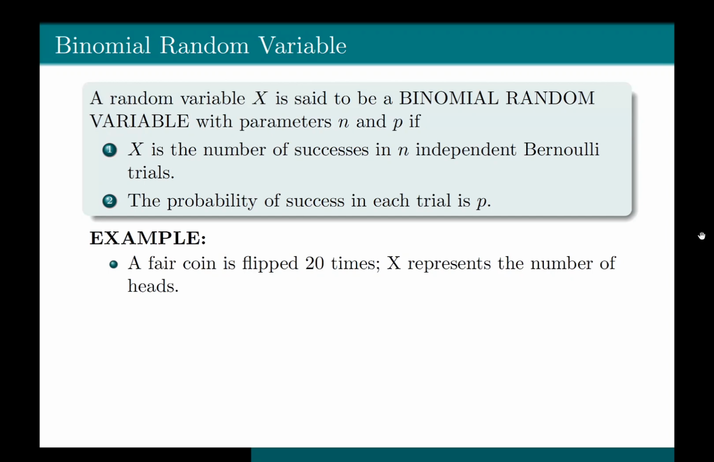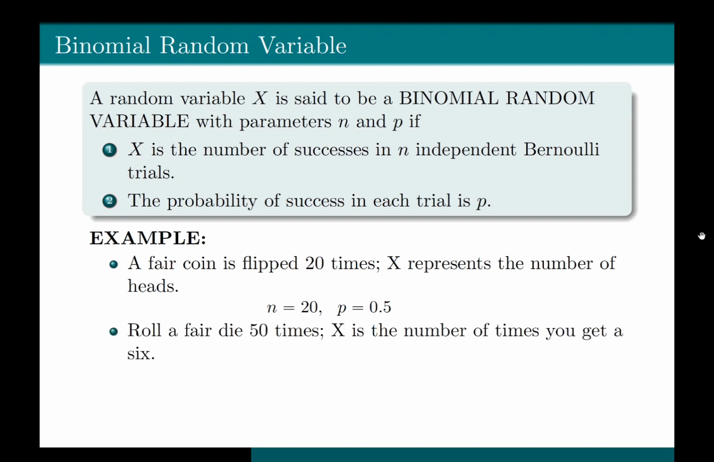Example: a fair coin is flipped 20 times. X represents the number of heads. So what do we have here? We know that a fair coin is being flipped and we will either get a head or a tail. So it is a Bernoulli trial and we are conducting this Bernoulli experiment 20 times. Therefore, n is equal to 20 and X represents the number of heads. The probability of getting a head is 1/2 when you toss a fair coin. Therefore, it is an example of a binomial random variable, and the values of the parameters n and p are 20 and 0.5 respectively.